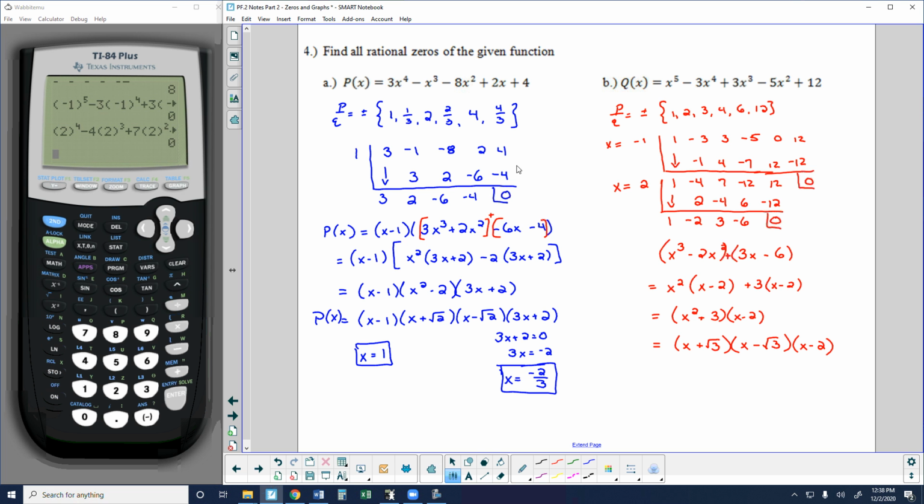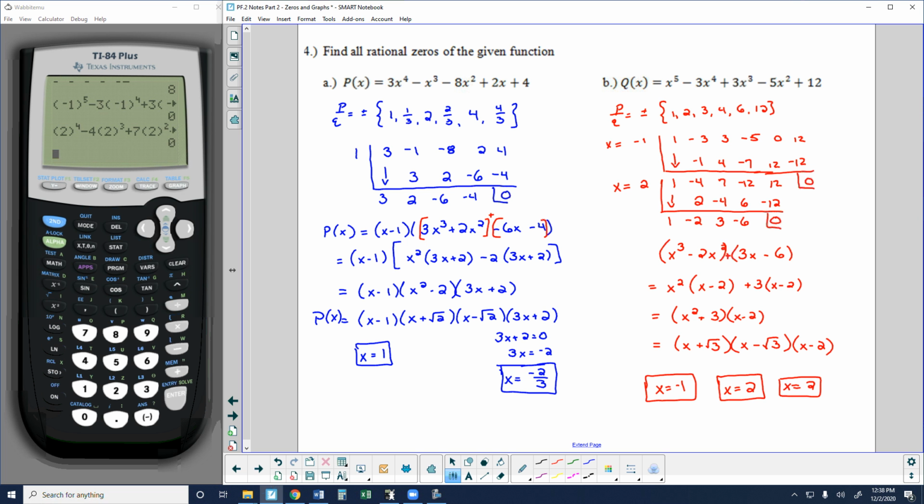So my zeros, I would have a 0 that is x equals -1. That's the first one that we found up here from synthetic division. I'm going to have an x equals 2. That's the second one that we found from synthetic division. I'm going to have x equals 2 again, so I can list that a second time if I want to.